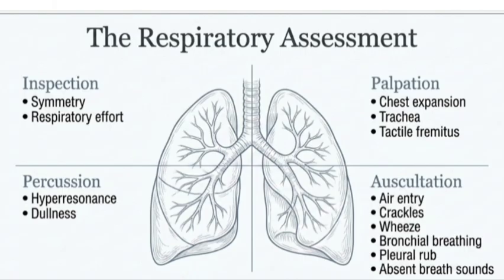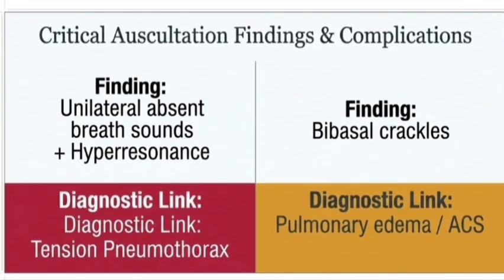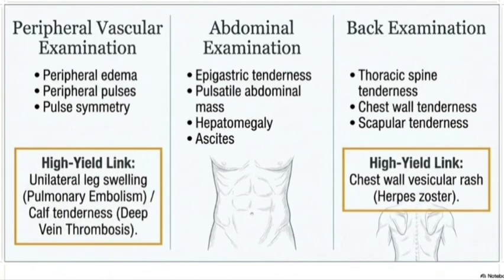Respiratory assessment: inspection for symmetry and respiratory effort, with palpation for chest expansion, trachea position, tactile fremitus, and percussion for hyperresonance or dullness, and auscultation of air entry, crackles, wheezes, bronchial breathing, pleural rub, and bibasal crackles. Unilateral absent breath sounds and hyperresonance are seen in pneumothorax. Bibasal crackles are usually pulmonary edema linked to acute coronary syndrome or a complication of myocardial infarction.